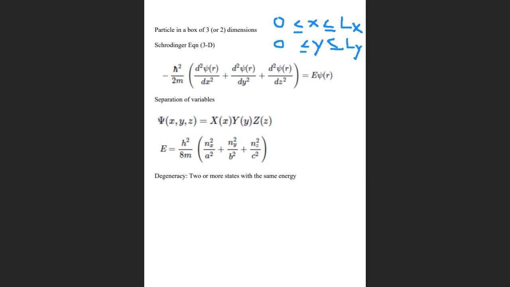So if you add 2 variables, you can imagine a box of 2 dimensions, for example, which is essentially a rectangle of length Lx times Ly. And the particle would be stuck in the rectangle.